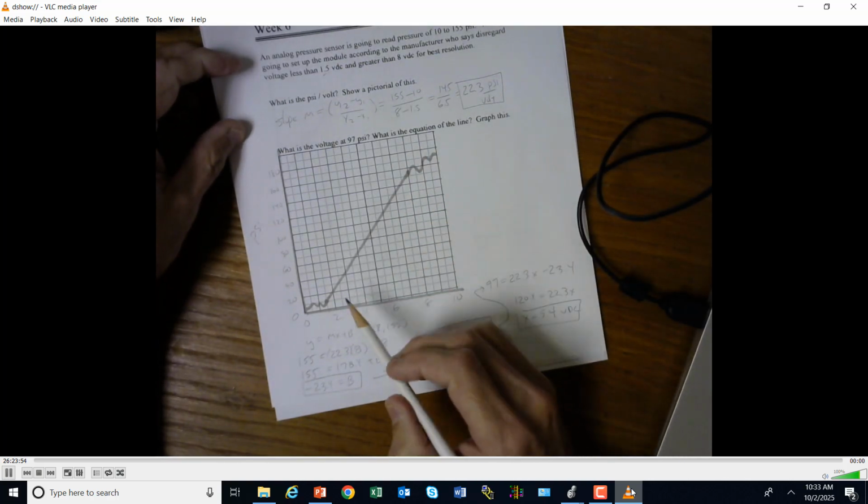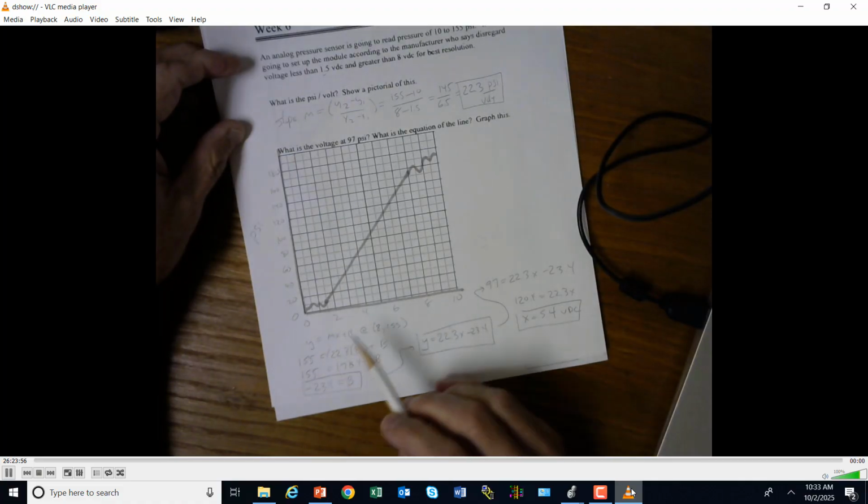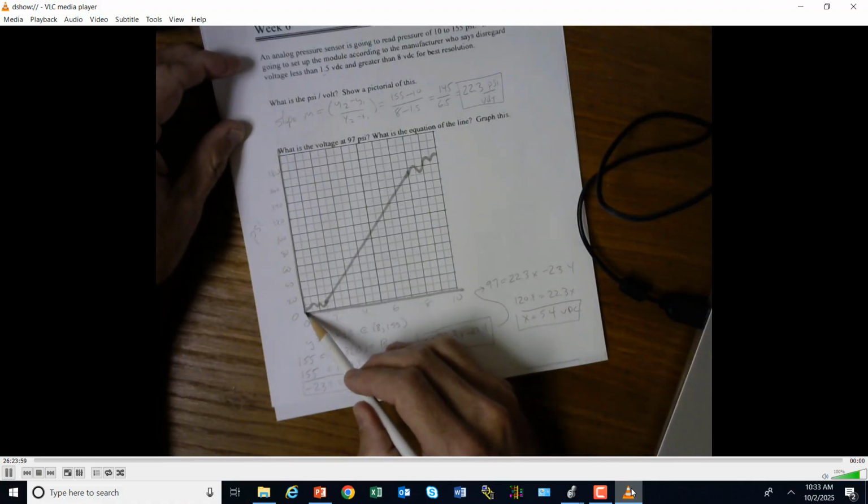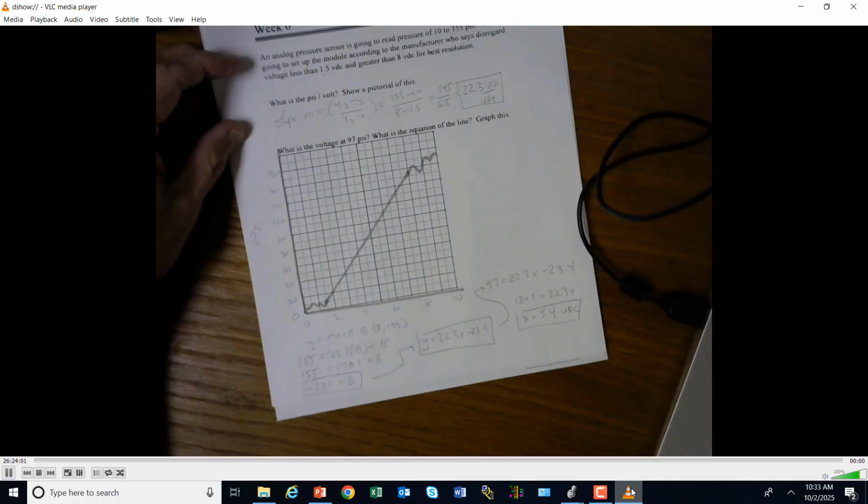Now, the manufacturers don't use it at less than 1.5 or more than 8, because who knows what the heck's going on outside of that. It might no longer be linear, and the sensor might not work like you want it to work, okay?